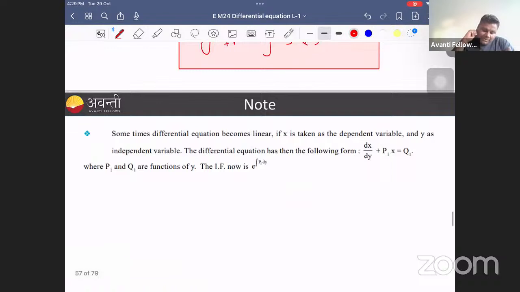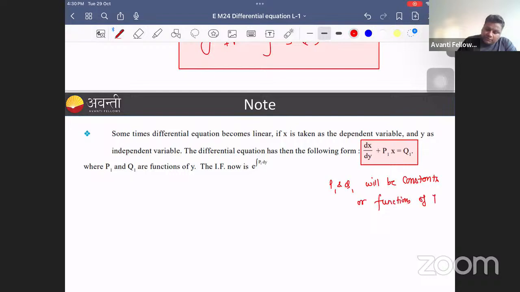Now, sometimes the differential equation will be of this type, where the independent and dependent variables are exchanged. X is replaced by y and y is replaced by x. So it is dx upon dy plus Px equals Q, or dx upon dy plus P1x equals Q1. Here these P and Q, or P1 and Q1, will be constants or functions of y.